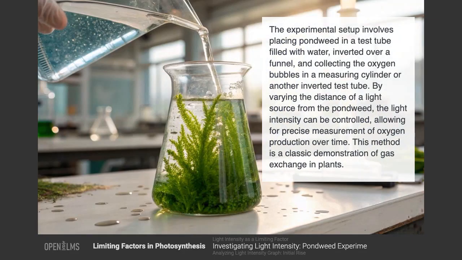The experimental setup involves placing pondweed in a test tube filled with water, inverted over a funnel, and collecting the oxygen bubbles in a measuring cylinder or another inverted test tube. By varying the distance of a light source from the pondweed, the light intensity can be controlled, allowing for precise measurement of oxygen production over time. This method is a classic demonstration of gas exchange in plants.